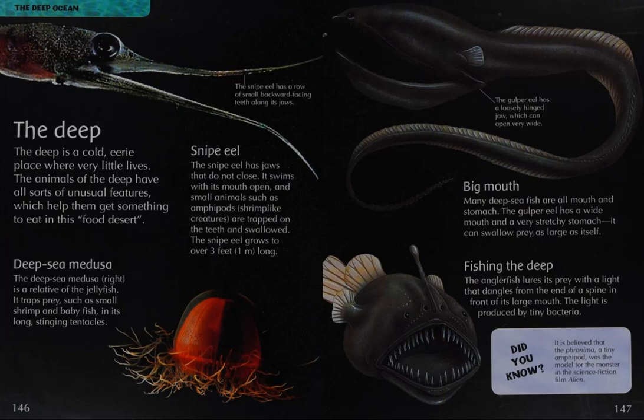Deep-sea medusa. The deep-sea medusa, right, is a relative of the jellyfish. It traps prey, such as small shrimp and baby fish, in its long, stinging tentacles.